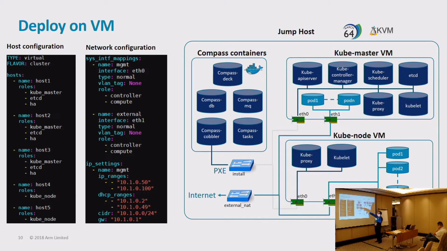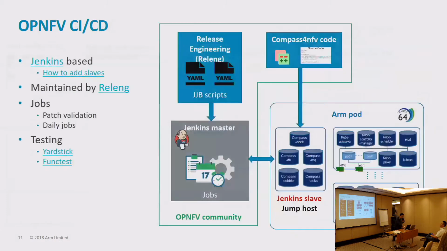For virtual machines, you also need these two files. The host configuration is easier than bare metal because we don't need to specify the PMC information. For virtual machines, every power is controlled by virtual commands, so we don't need that. The network configuration is similar to bare metal configurations.